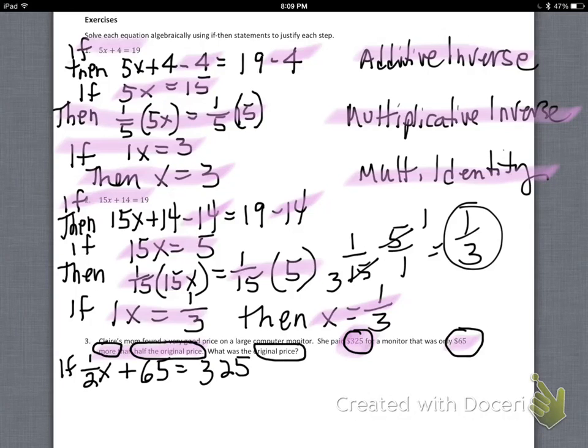So that's the unknown. We need a letter to stand for the unknown, the original price, so we can go ahead and choose x. We had half the original price, that's what was written in the problem. So that's half of x, because x stands for the original price. Half of x plus 65, because this was $65 more than half the price, equals 325, which was the price that she paid.